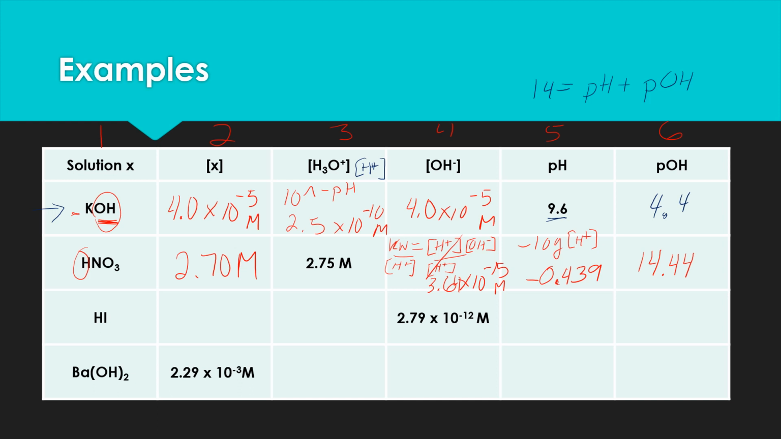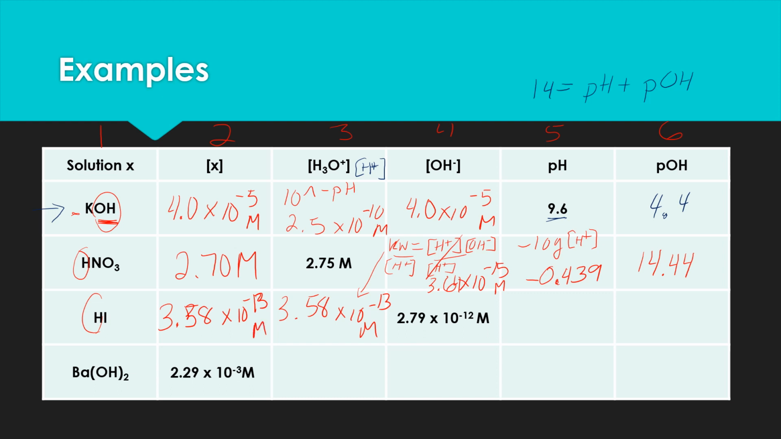Our next one, HI, we're given the hydroxide ion. So similar to the others, we want to find our hydrogen ion first. We can do that with the Kw equation down here. So I'm going to do 1 times 10 to the negative 14th divided by my hydroxide ion, 2.79 times 10 to the negative 2. And we get 3.58 times 10 to the negative 13 molar. Okay, and again, this is another acid, so our concentration of our chemical is going to be equal to that hydrogen ion concentration. Oops, 1.3 molar. So those two are equal.